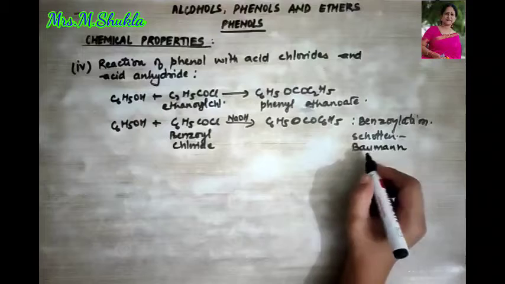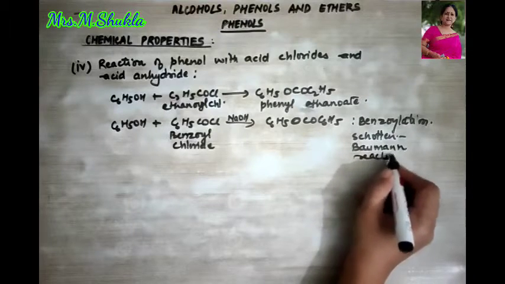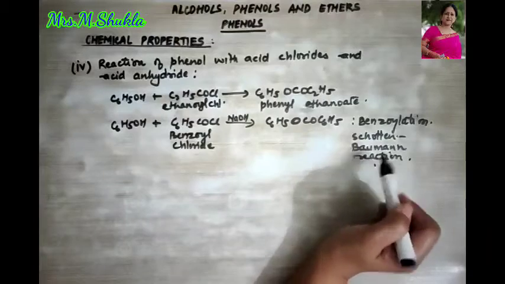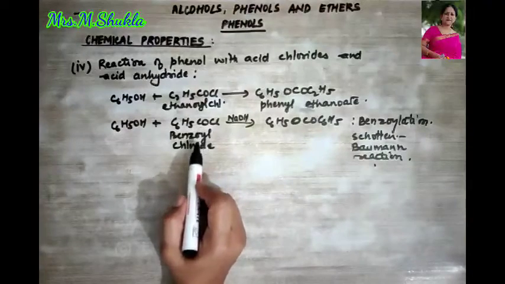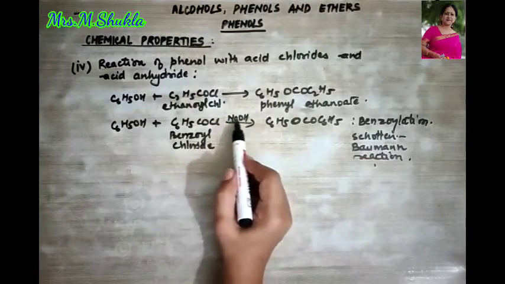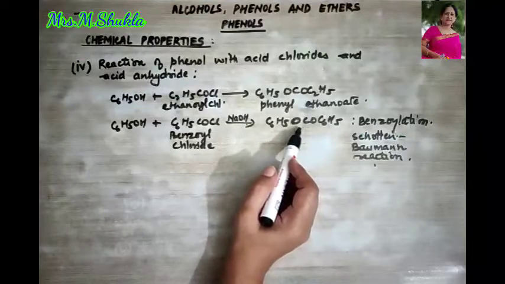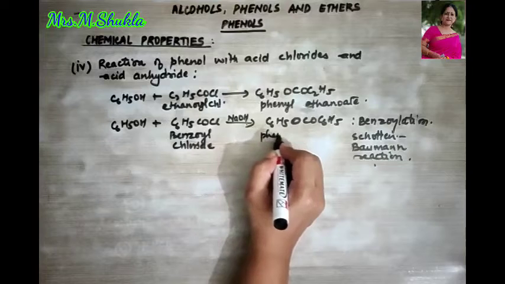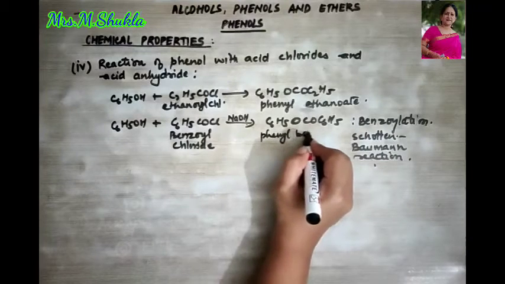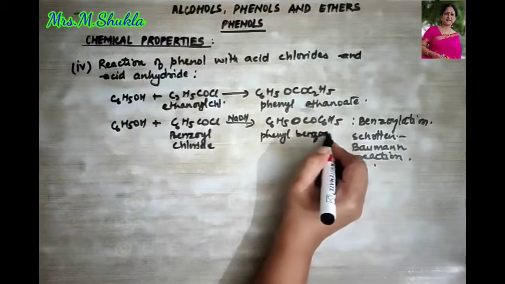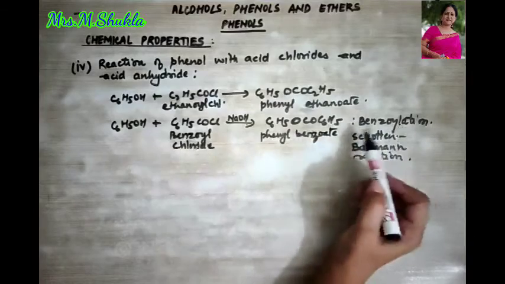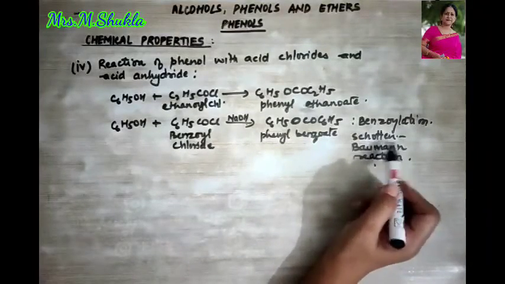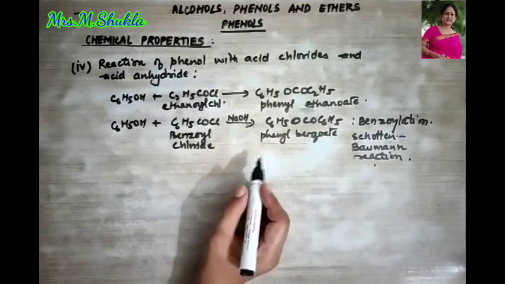Schotten-Baumann reaction. So what is benzoylation or Schotten-Baumann reaction? When a phenol is treated with benzoyl chloride in the presence of NaOH, what is it going to form? It forms phenyl benzoate. This reaction is called benzoylation, and it is also termed the Schotten-Baumann reaction.